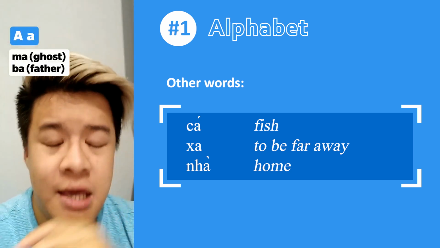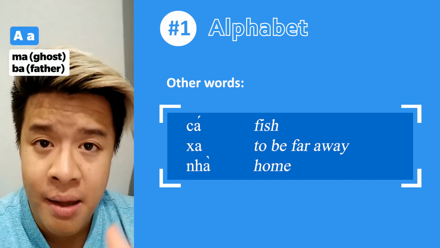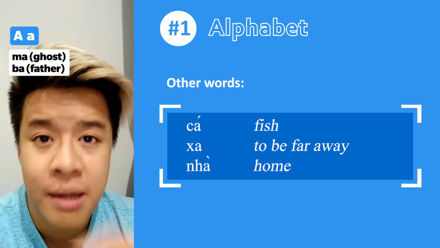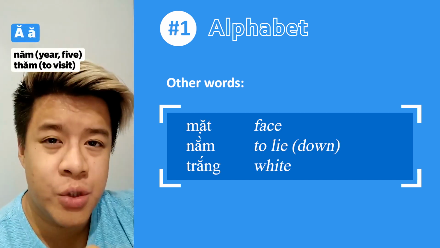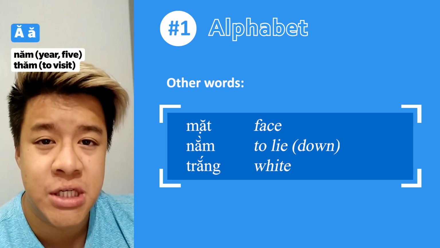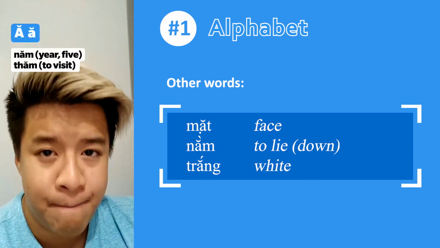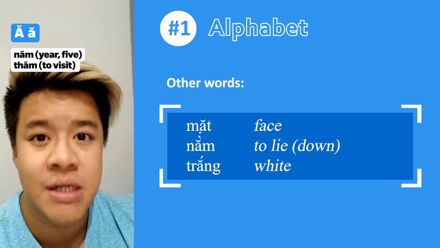The normal A is simply a long A sound, as in ma, ghost, or ba, father. Then we have the A with the sign right here, which is simply a short A sound, as in nam, which means year, or number five, nam. So you don't say nam, but nam, or tam, to visit, tam.